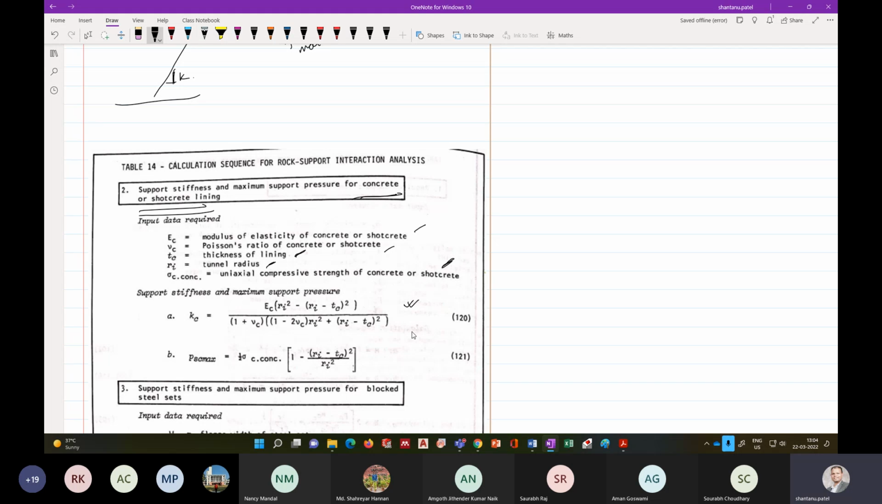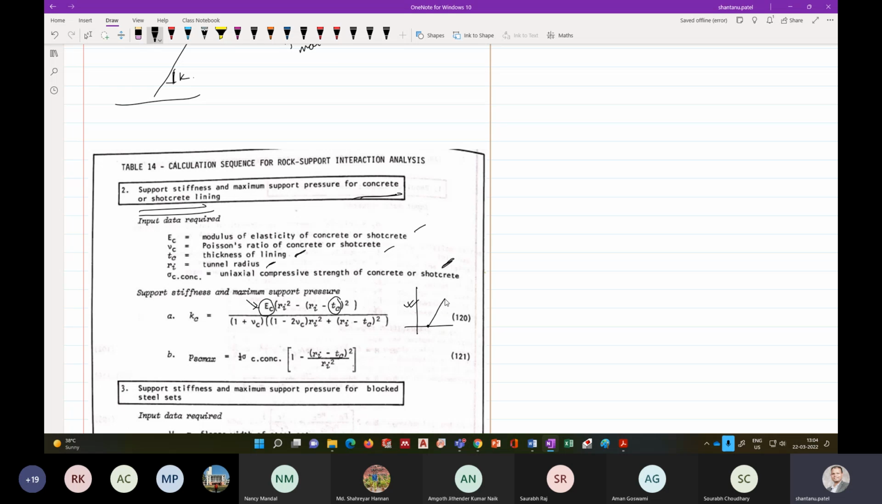Okay, so the stiffness is a function of this Young's modulus of concrete and other things. It depends a little bit upon the thickness of the concrete also, right? And the radius of the tunnel. But it's directly proportional to the Young's modulus of the concrete or shotcrete.